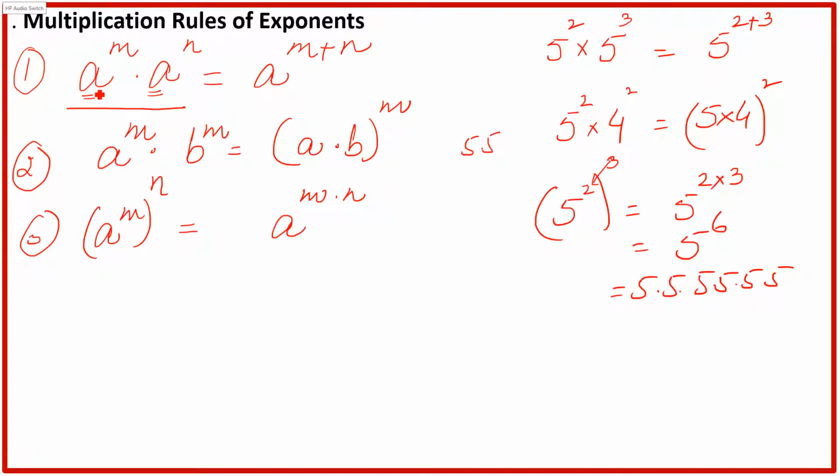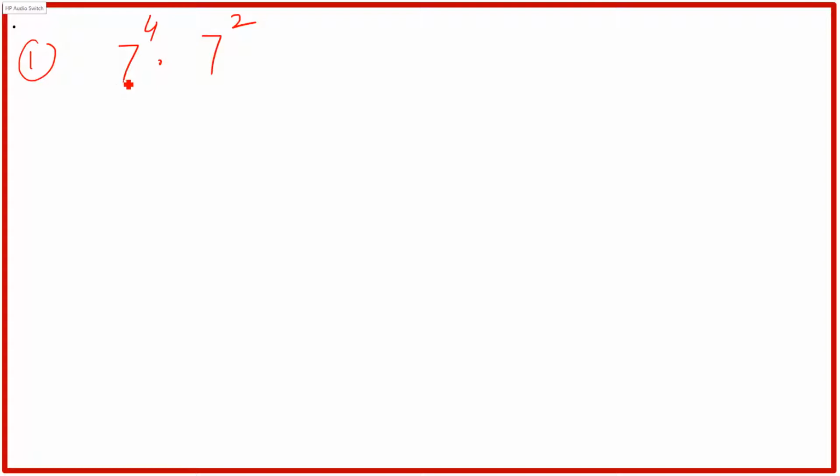So the first question is, suppose 7 exponent 4 and then dot 7 square. This dot means multiplication, and this question belongs to the first rule, same bases. Here 7 is the base, 7 is the base, same bases. It means we can add the exponents. So you write down 7 only one time, and the exponent of this is 4 and the exponent of this is 2. 4 plus 2 is 6, so it is 7 raised to power 6, and this is the answer. This is the direct method. If you have the same bases, just add the exponents and you will get the answer.